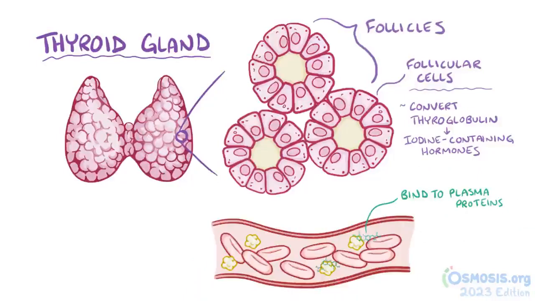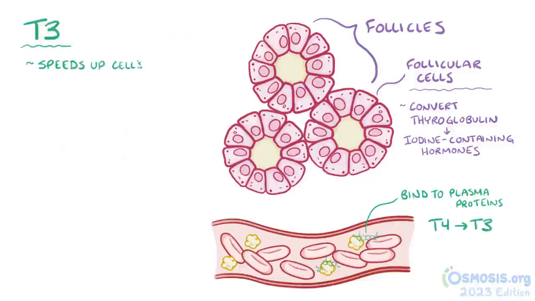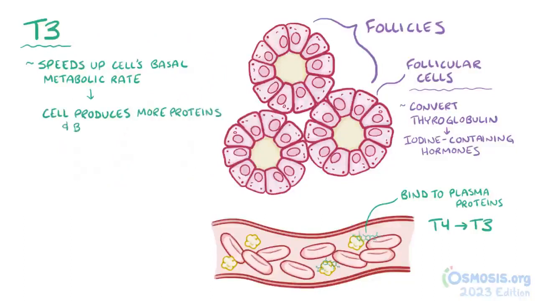Only a small amount of T3 and T4 will travel unbound in the blood, and these two hormones get picked up by nearly every cell in the body. Once inside the cell, T4 is mostly converted to T3, at which point it can exert its effect. T3 speeds up the basal metabolic rate. So as an example, cells might produce more proteins and burn up more energy in the form of sugars and fats. It's like the cells are in kind of a frenzy.